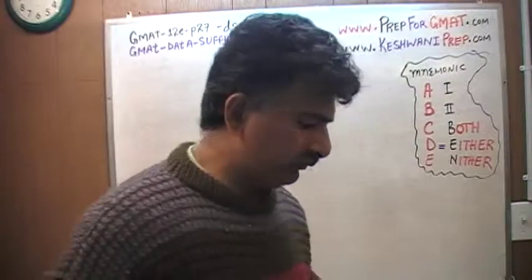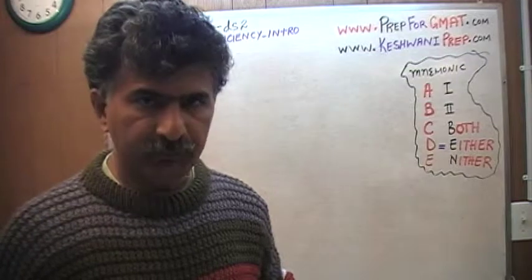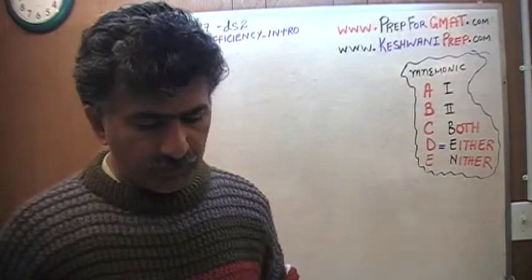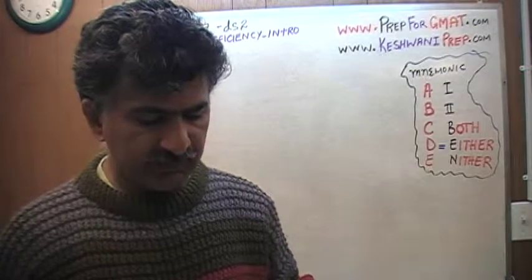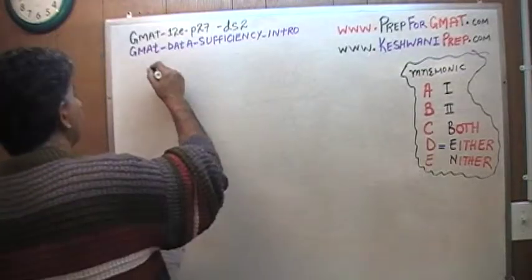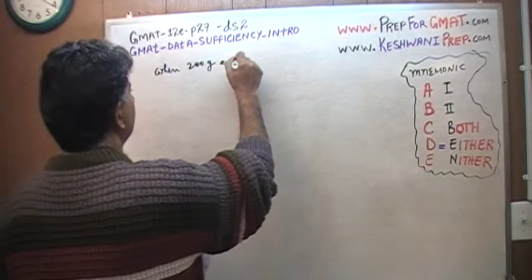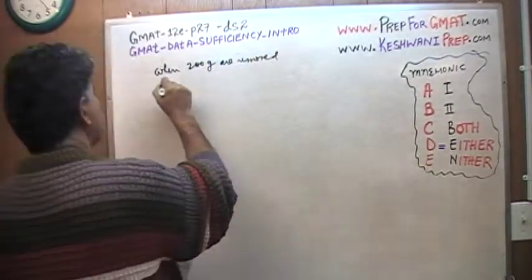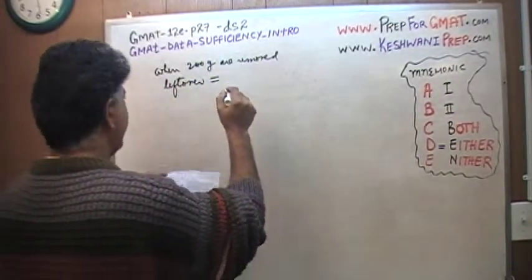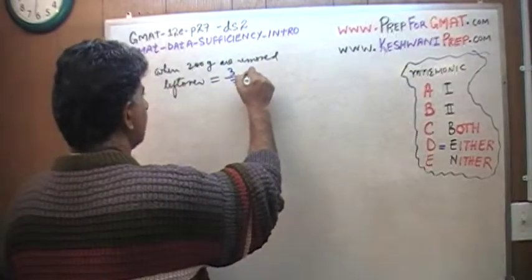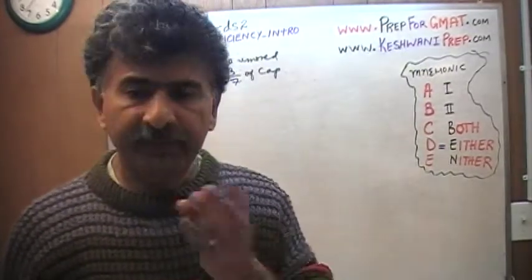Okay, number 27. It says, when 200 gallons of oil were removed from the tank, the volume of oil left in the tank was 3/7 of the tank's capacity. It's important that you have the book in front of you. I should not have to keep repeating it. When 200 gallons are removed, leftover equals 3/7 of the capacity. The question simply is, what's the capacity?